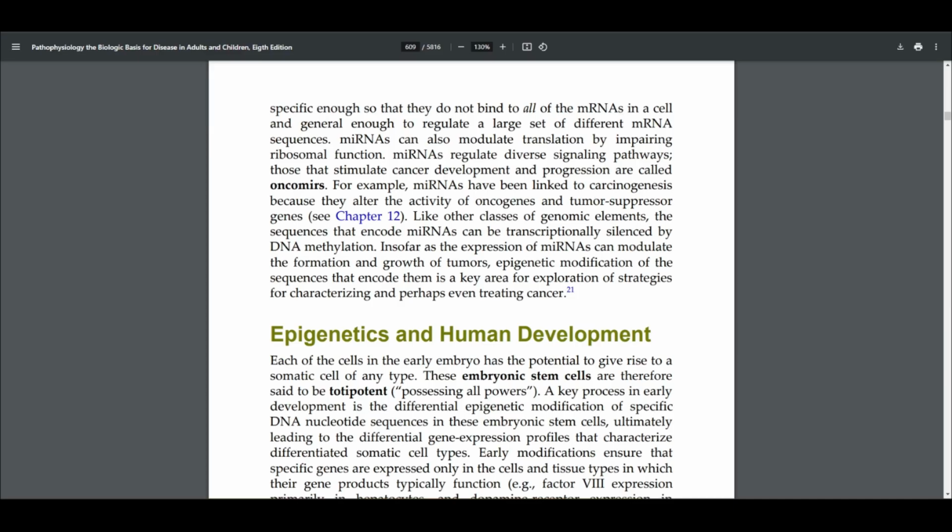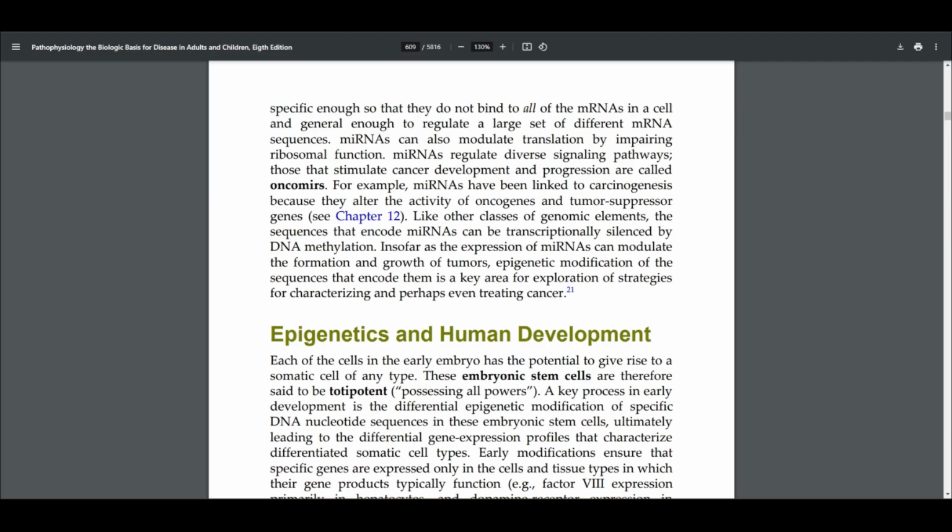MicroRNA can also modulate translation by impairing ribosomal function. MicroRNAs regulate diverse signaling pathways. Those that stimulate cancer development and progression are called oncomiRs. For example, microRNAs have been linked to carcinogenesis because they alter the activity of oncogenes and tumor suppressor genes.